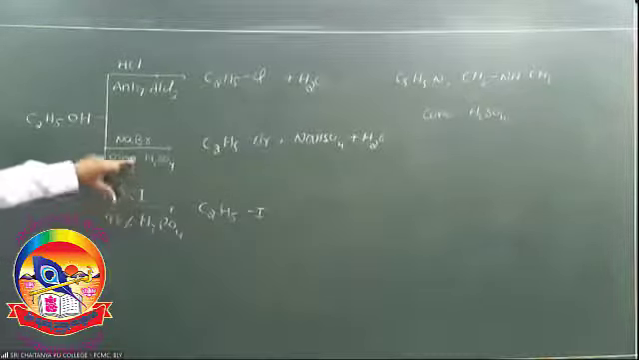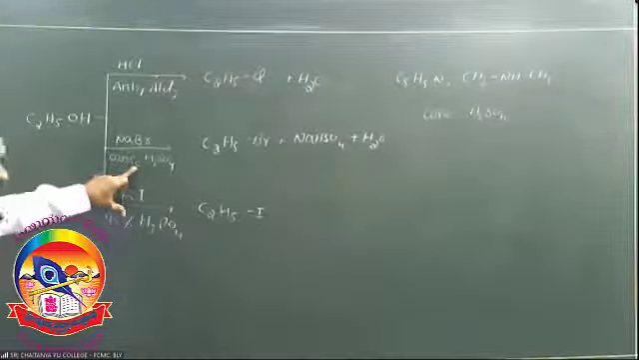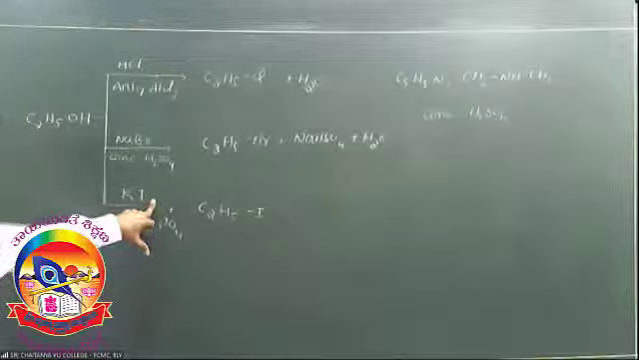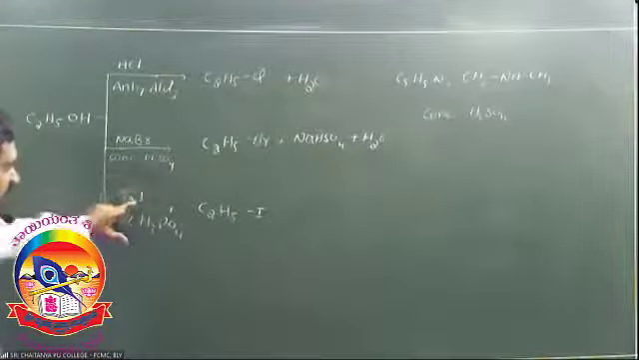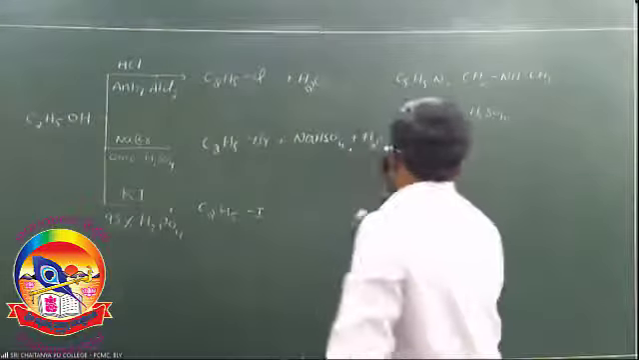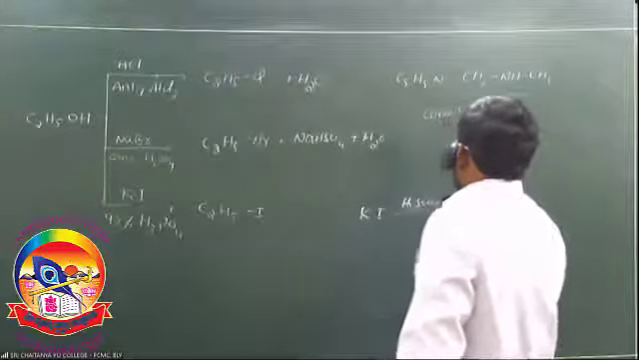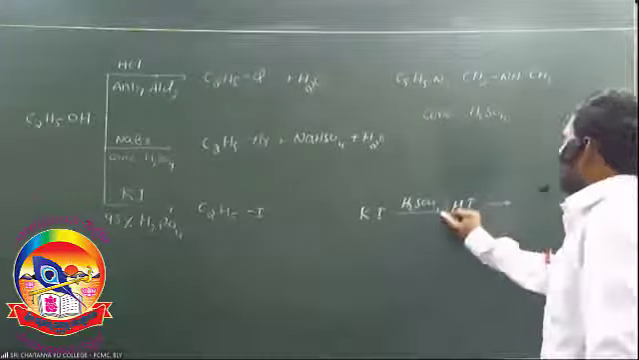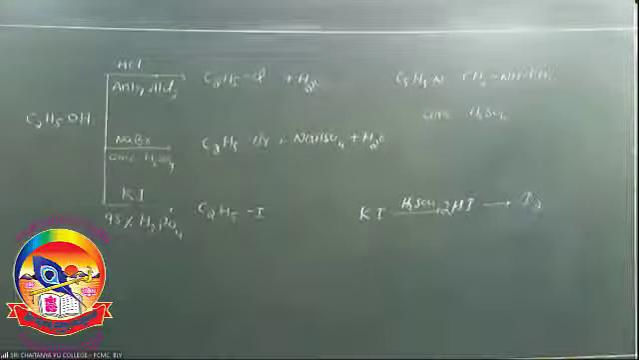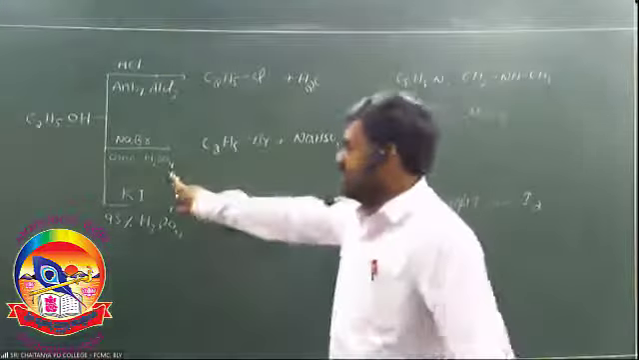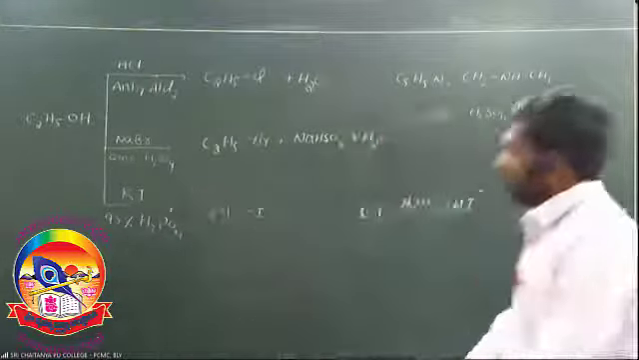In this reaction, concentrated sulfuric acid cannot be used because sulfuric acid acts as an oxidizing agent. It converts potassium iodide to hydrogen iodide, and finally it liberates iodine. Hence, instead of concentrated sulfuric acid, here we use 95% phosphoric acid.